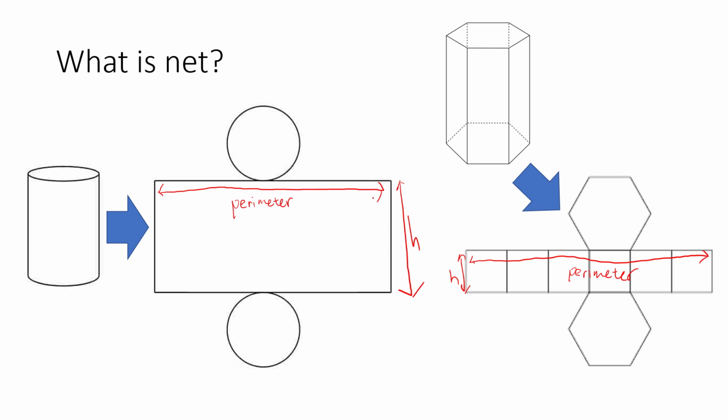So do copy this down. Perimeter of a cylinder basically is the circumference.